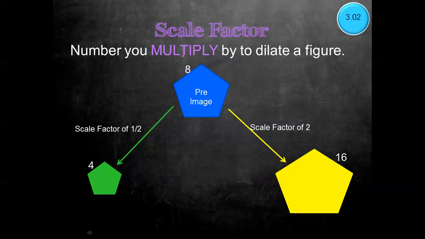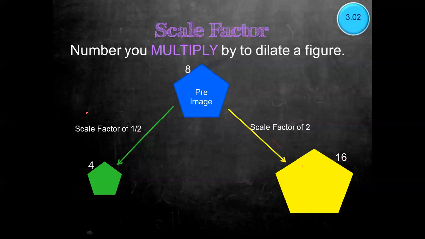So scale factor, it's the number that you multiply to dilate the figure. So if this is your pre-image, this is the one that you start with. If you have a scale factor of 1/2, then you would take 8 times 1/2, and that would give you 4. See how it made it smaller, right? That's half the size. If you have 8 and you have a scale factor of 2, you would take 8 times 2, which is 16. So here it would double the size.